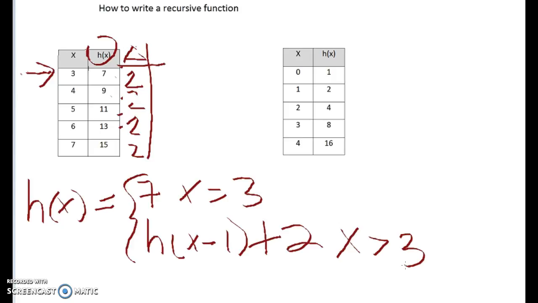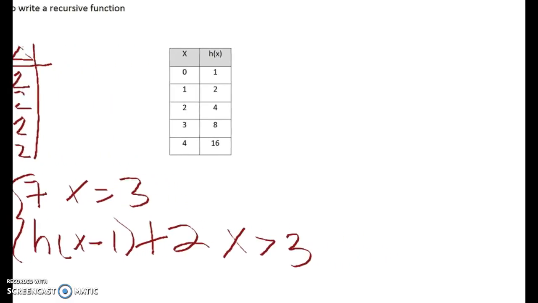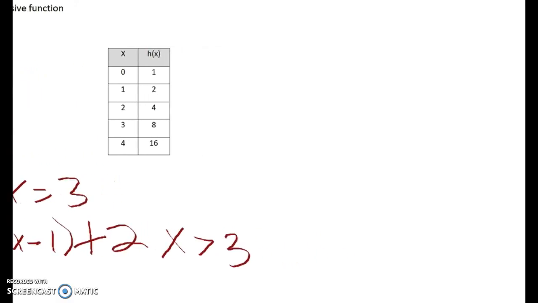Now, let's focus on the next table. It also is named h, and that's okay. So in order to write the function, again, we want to look at the pattern of the output values and find out what repeats. Well, clearly we see that this does not have the same sum or difference. So we will go ahead and determine if it has the same product. As I look at the table, I notice if I multiply every value by 2, I have a constant ratio.